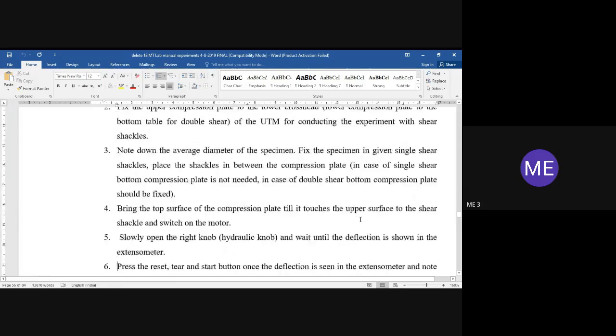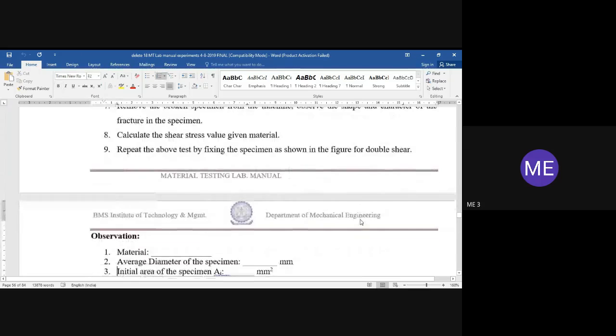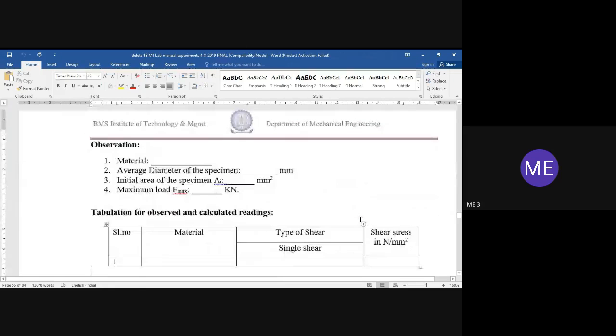So I will tell you the procedure. I am not going into details because you can see it. When you come to the observations, you have to note down the material. The material is normally mild steel. You have to note down the diameter of the specimen because we have to find out the area. For that you require the diameter. We need to find out the initial area of the specimen. Once you know the initial diameter, the average diameter is nothing but the initial diameter. So finally you have to find out the initial area. That is the calculation part.